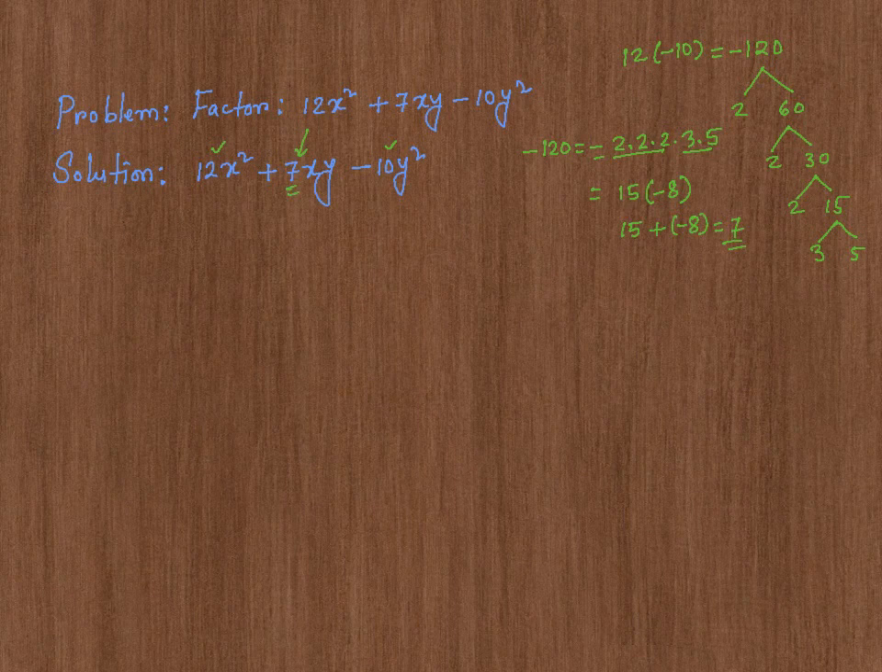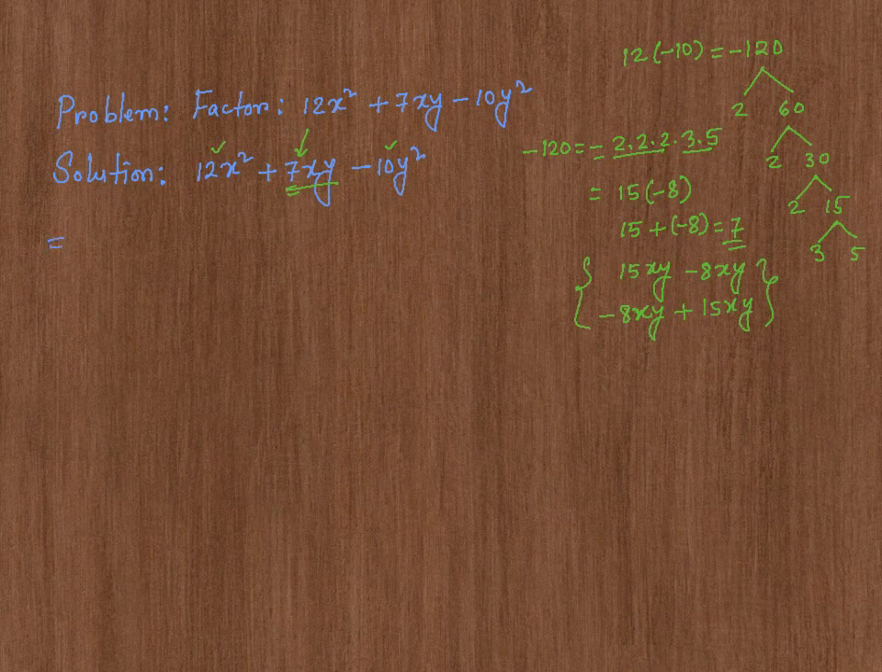So I'm going to take this middle term 7xy and write it as 15xy minus 8xy. And sometimes students ask me, does it make a difference if I write 8xy first and then positive 15xy? The answer is no, it doesn't matter. You can write it in either of these ways. So let's go ahead and do that.